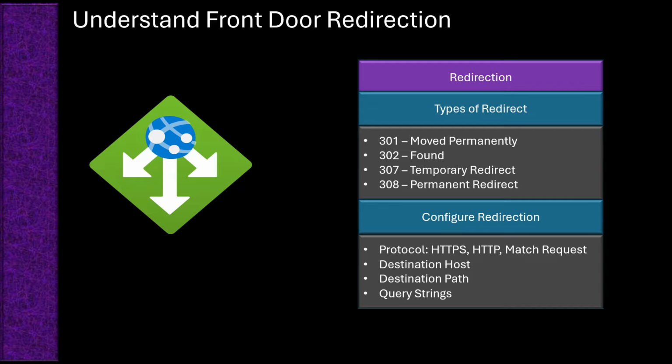Sometimes you may want to automatically redirect users to a different URL, such as changing from HTTP to HTTPS or from one domain to another. This is where Azure Front Door redirection rules come into play. Within Front Door, routing rules define how the incoming request is matched and processed.